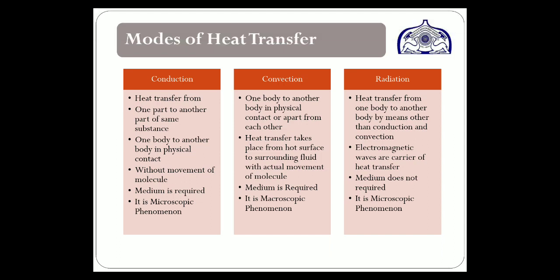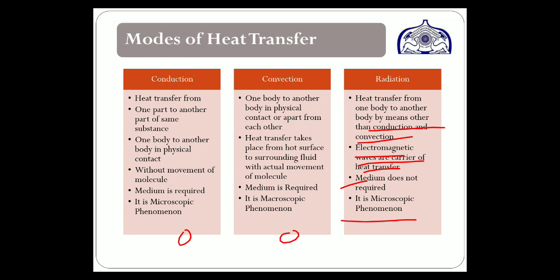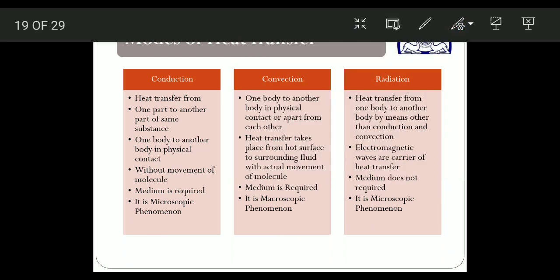Now let us discuss radiation, the third mode of heat transfer. Here, what happens? Heat is transferred from one body to another body by means other than conduction and convection. So if heat is transferred from one body to another by mechanisms other than conduction and convection, that is due to radiation. In radiation, heat is transferred in the form of electromagnetic waves, which are the carriers of the heat transfer. If there is a medium, it is okay, but if there is no medium, then also it is okay. So in radiation, a medium is not required. It is again a microscopic phenomenon.